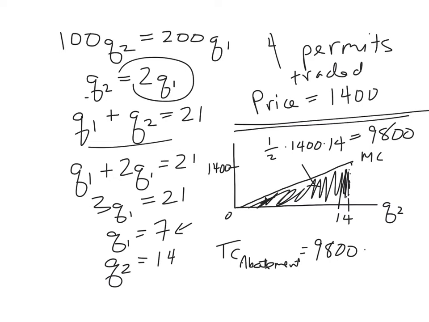So we'd net out the permit revenues. They sell four permits at $1,400 each. That's $5,600 in revenues, and the total cost of abatement is $4,200. So that's where I got those answers.